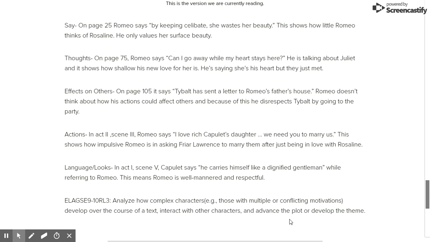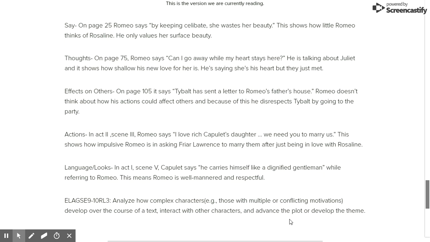A, in action. In Act 2, Scene 3, Romeo says, "I love Rich Capulet's daughter," and then says, "We need you to marry us." He's talking to Friar Lawrence at this point. This shows how impulsive Romeo is in asking Friar Lawrence to marry them after just being in love with Rosaline. Also, Friar Lawrence is confused with Romeo in this conversation because he knows he was just in love with Rosaline.